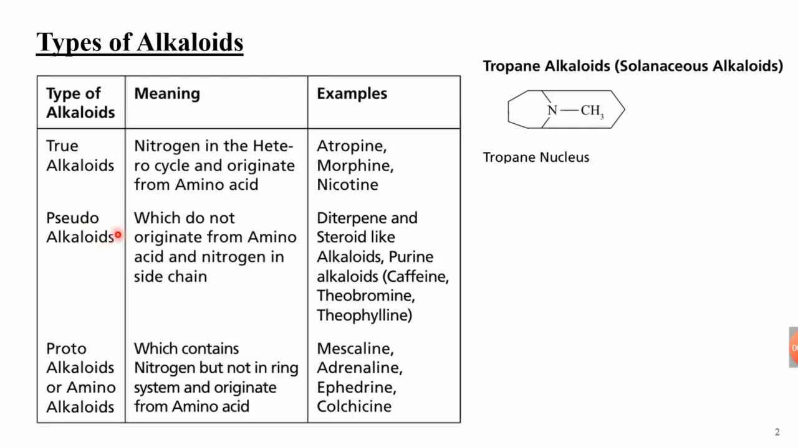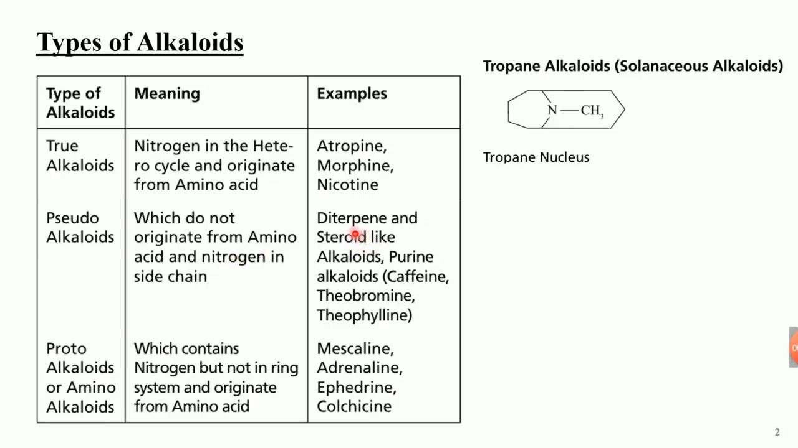Next class is pseudo alkaloid, which is completely opposite to the true alkaloid. Here the nitrogen atom is not present in the heterocyclic ring, it is present in the side chain, and this type of alkaloid does not originate from amino acids. So in case of true alkaloid, amino acid is the precursor and the nitrogen atom is present in the ring structure. But in case of pseudo alkaloid, amino acid is not a precursor and the nitrogen atom is present in the side chain and not in the heterocyclic ring.